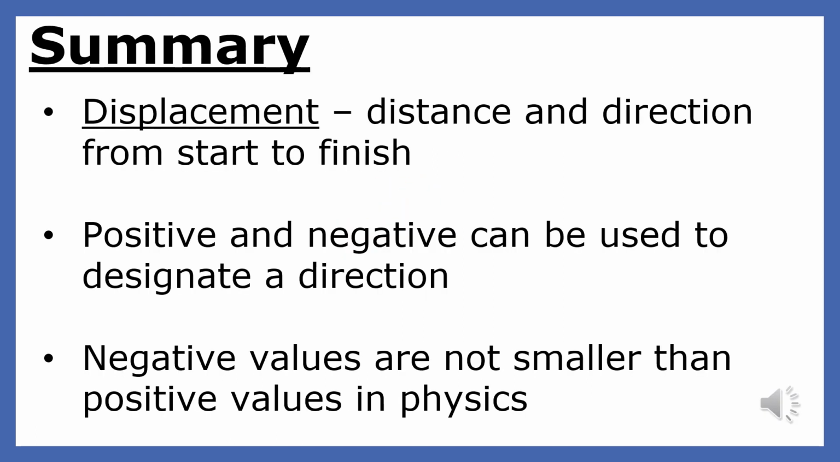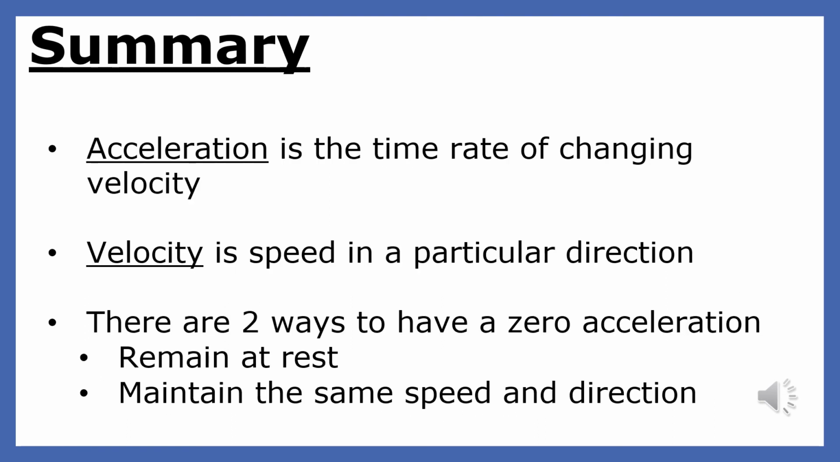Let's summarize. Displacement is distance and direction from start to finish. Positive and negative can be used to designate a direction. Negative values are not smaller than positive values in physics. Acceleration is the time rate of changing velocity. Velocity is speed in a particular direction.